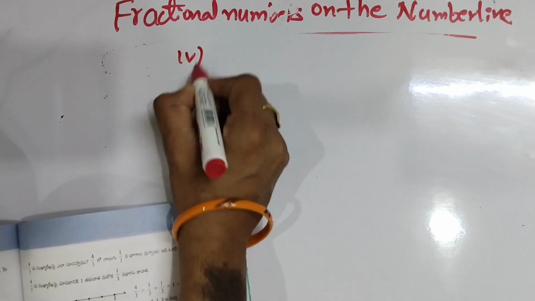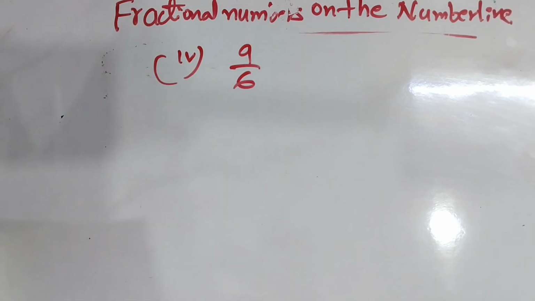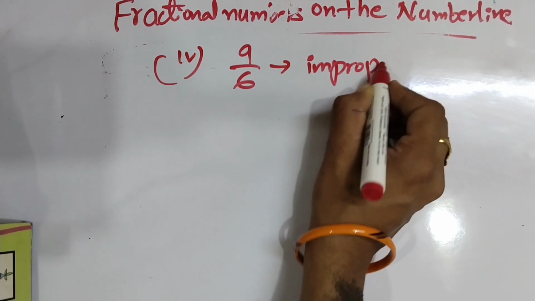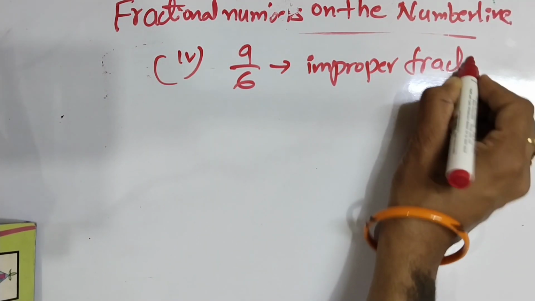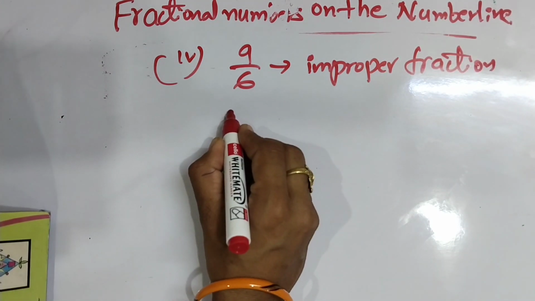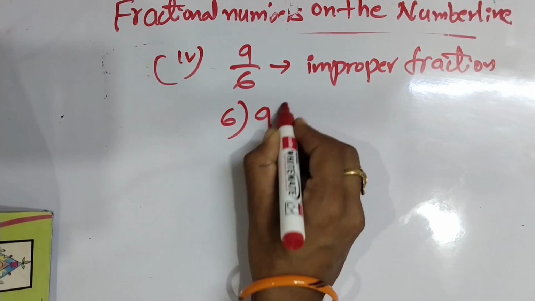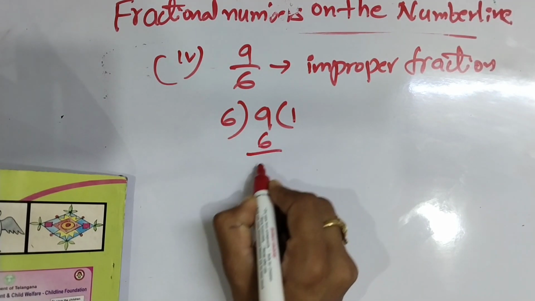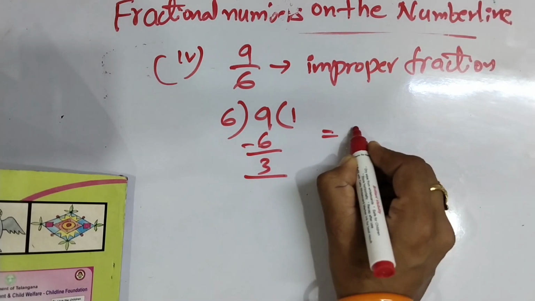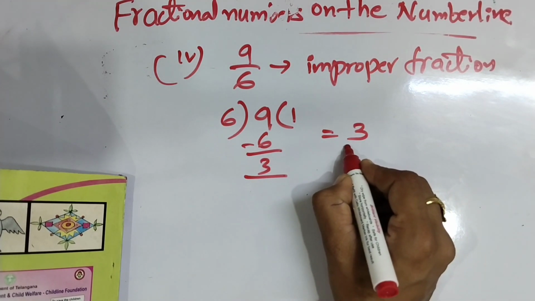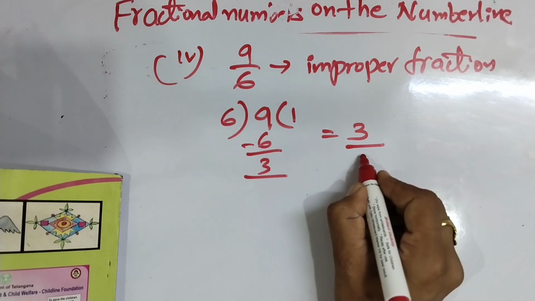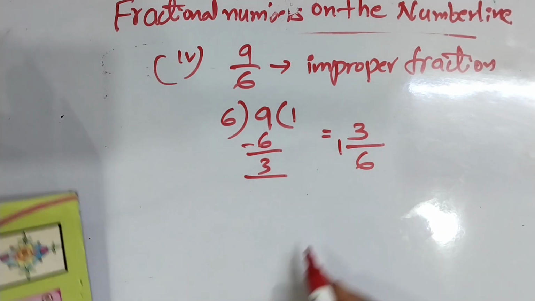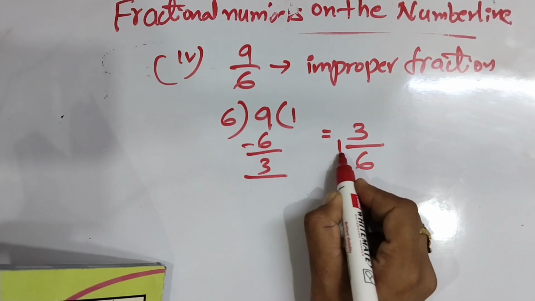Next, the fourth one, 9 by 6. At first, this is an improper fraction. When we decide it is an improper fraction, we have to divide the numerator by the denominator. 6 ones are 6, remainder 3. So the remainder becomes the numerator, the divisor becomes the denominator, and the quotient becomes the whole part. So here, one whole part is there.